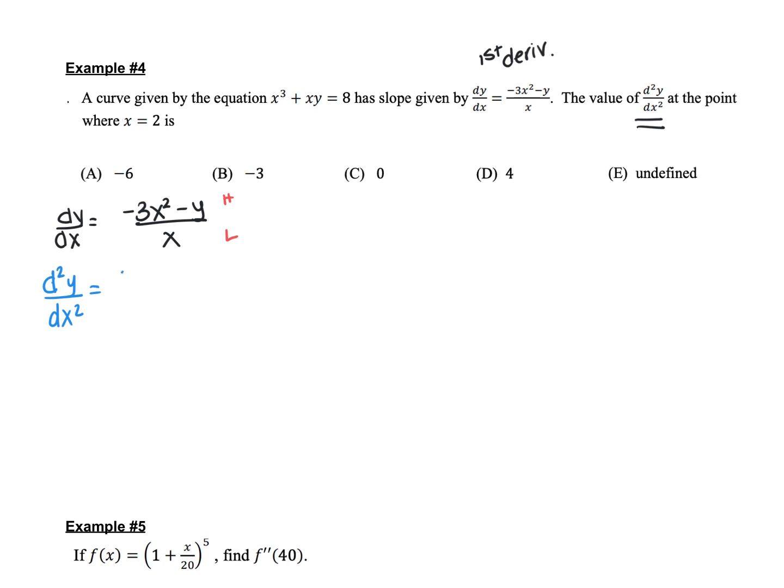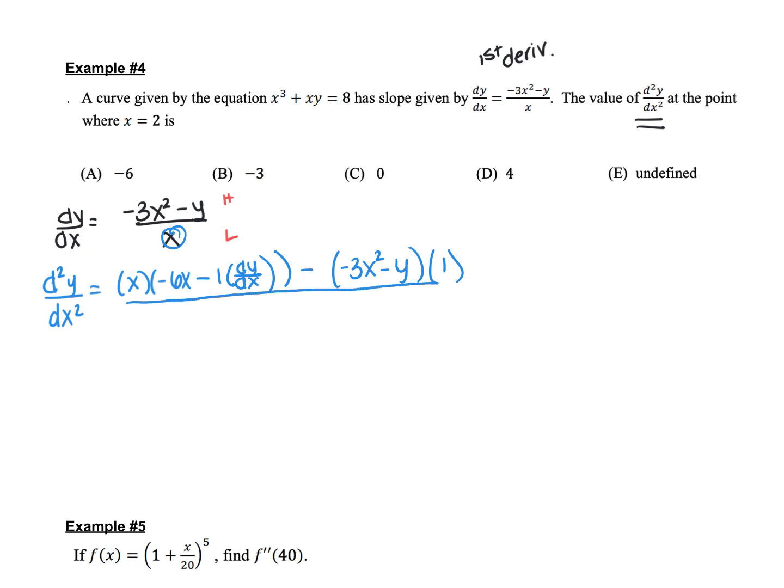So the formula: low times d high. Well, the derivative of the high, power rule here, is negative 6x minus, derivative of negative y is negative 1 times dy dx. So that's my low d high minus my high, negative 3x squared minus y, d low. Derivative of low, derivative of x is just 1, all over low x squared. So I'm just going to clean this up a little bit.